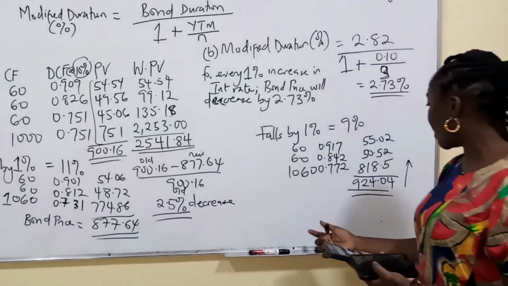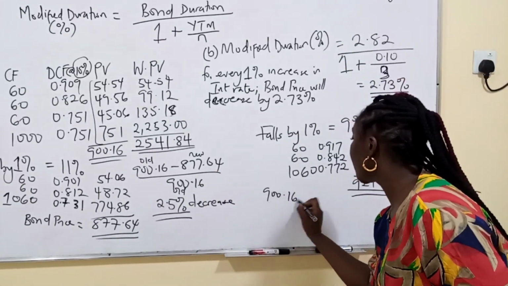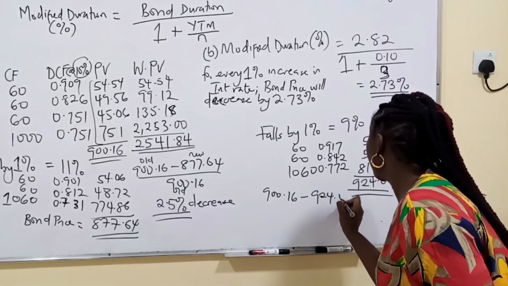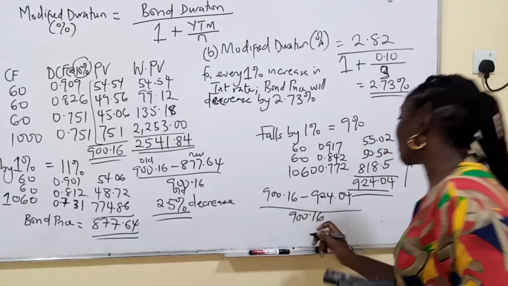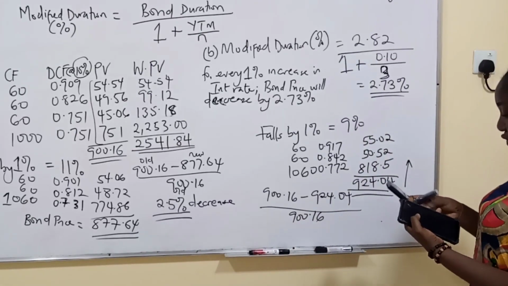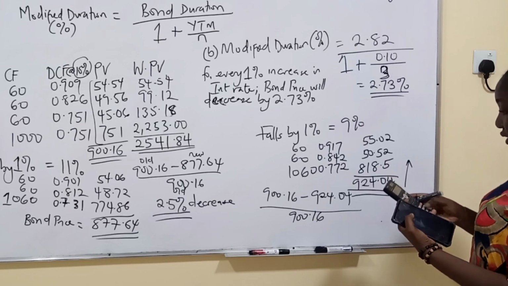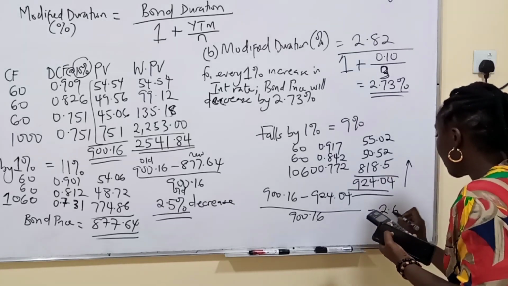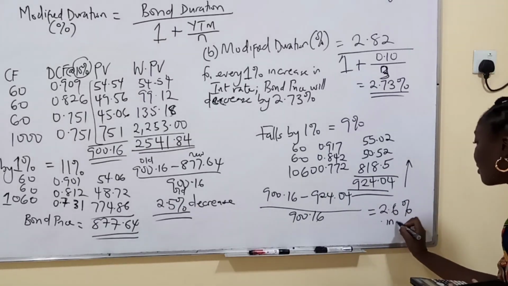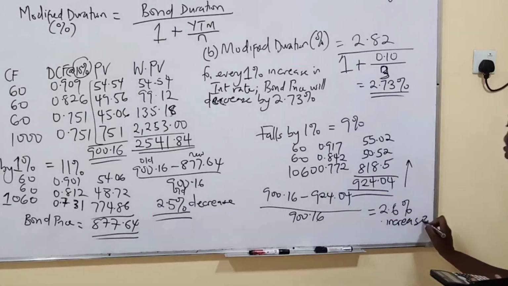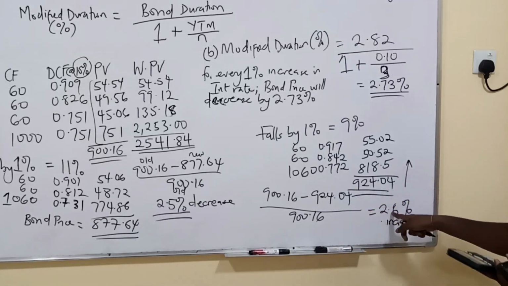Just like what the question has asked for: 900.16 minus 924.04 over 900.16. Let's do that. Divided by 900.16, we get 2.6% increase. So the bond price increased by 2.6%.